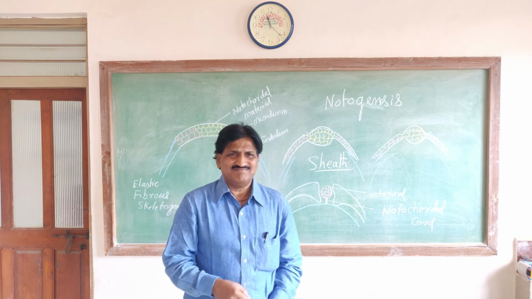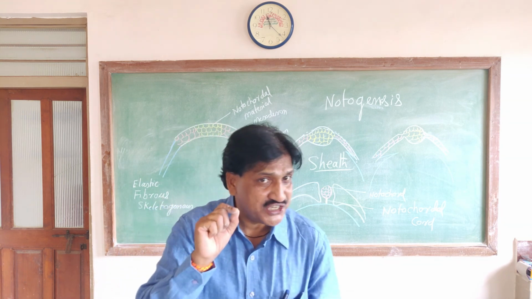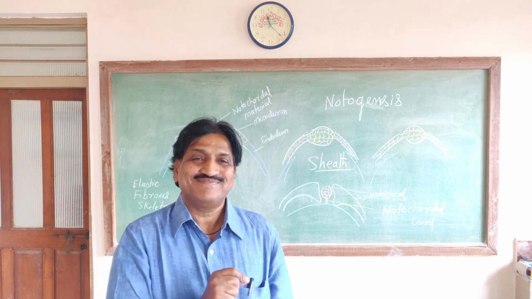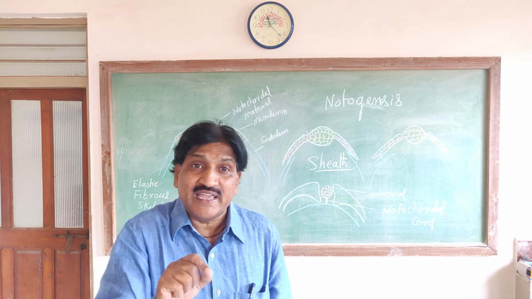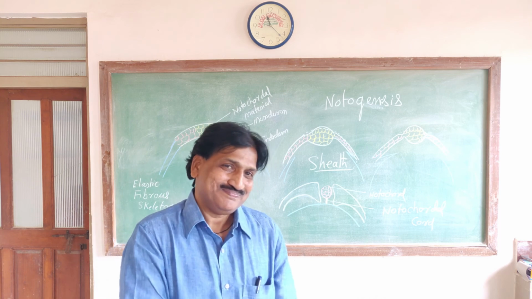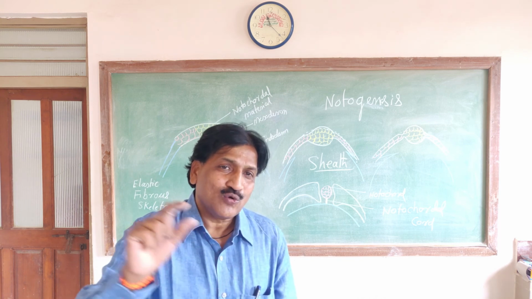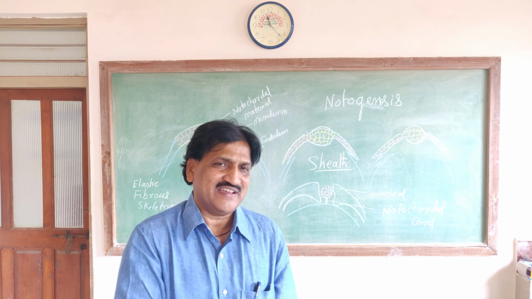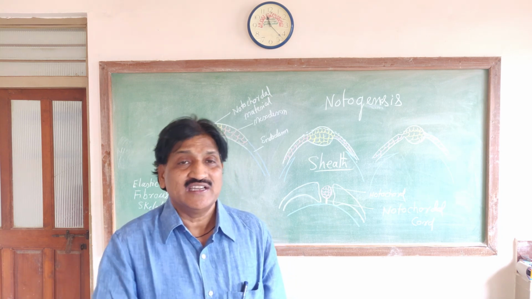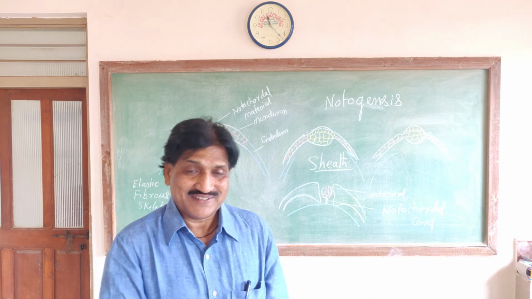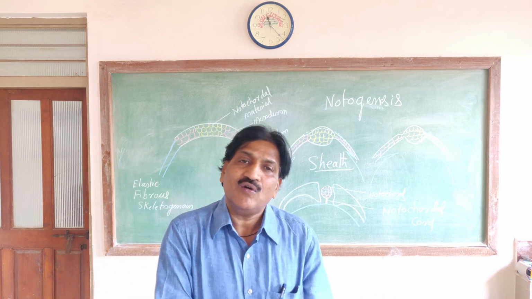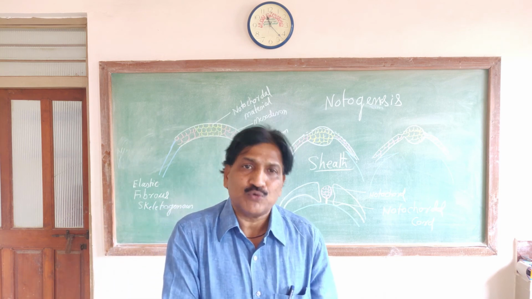The middle sheath is called the fibrous sheath. It is derived from the notochordal epithelium. That is the middle layer. The innermost layer is called the skeletogenous sheath. It is derived from the sclerotome.